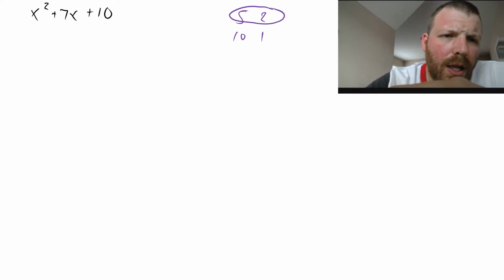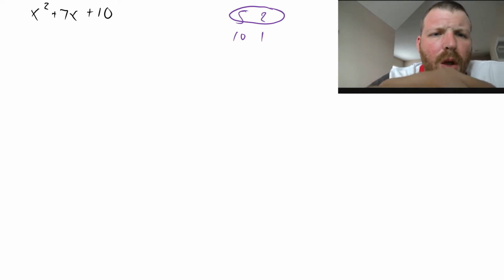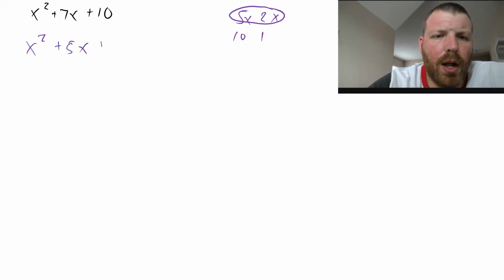What we're always thinking about when we're doing these types of problems is, what are the factors of my last term that will add together to give you that middle term? Now remember, there's an x there, so both of these have to be x's as well. And so what we need to think about is rewriting this as a way to group. Instead of writing 7x, we can write it as 5x plus 2x plus 10.